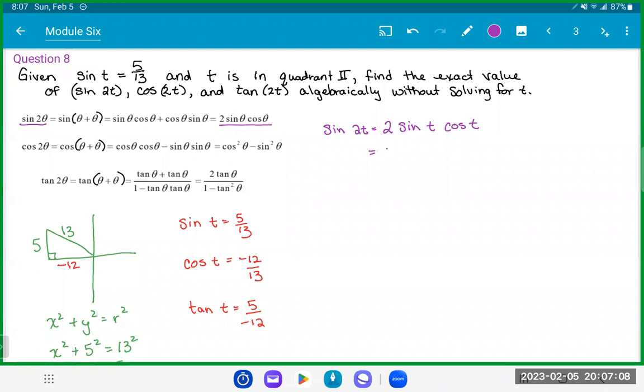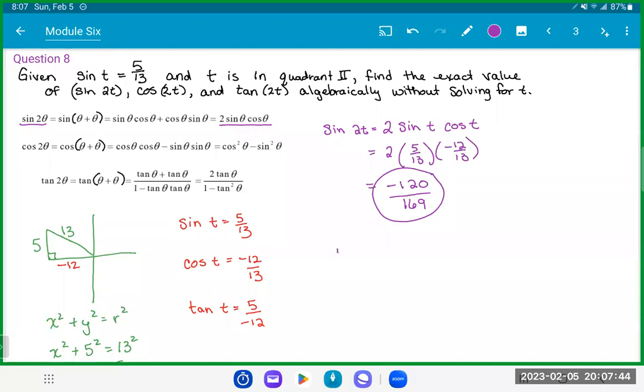So that's going to be 2 times 5/13 times negative 12/13. Okay, so when we multiply all that out, 2 times 5 times negative 12 gives me negative 120. And 13 times 13 is 169. So the double angle for sine for this angle is going to be negative 120 divided by 169.